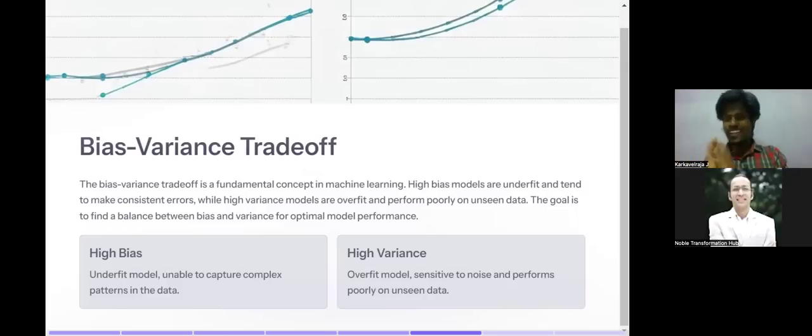So how can it work for the test data? High variance, overfit models, sensitive to noise and perform poorly on unseen data. It memorizes everything in the training data so that it is not able to generalize on the test data. That's it. That is what high variance is.